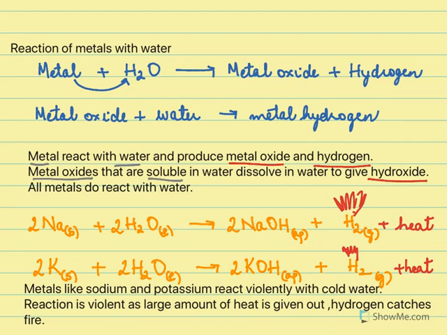So here we see that metals like sodium and potassium, they react violently even in cold water. It may be even very ice cold water. The reaction is violent as a large amount of heat is given out, and because of this heat, the hydrogen catches fire. So we need to remember that the reaction of sodium with water is very violent.